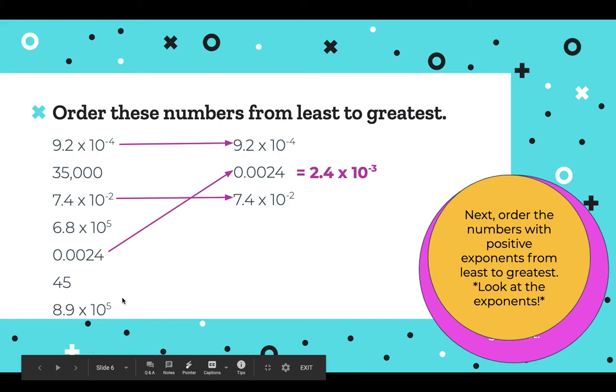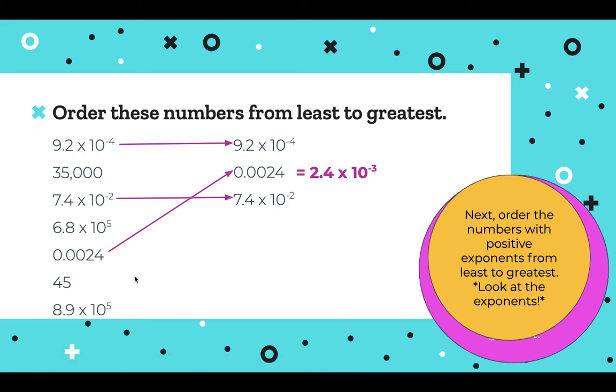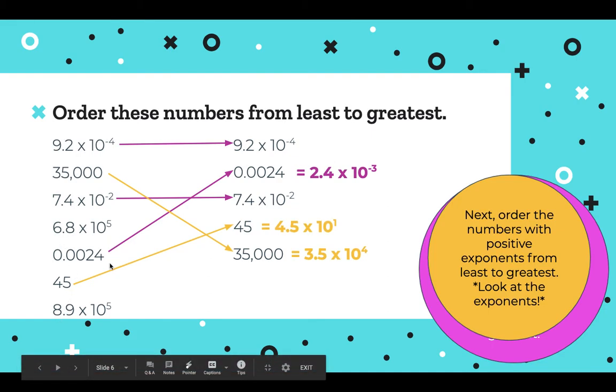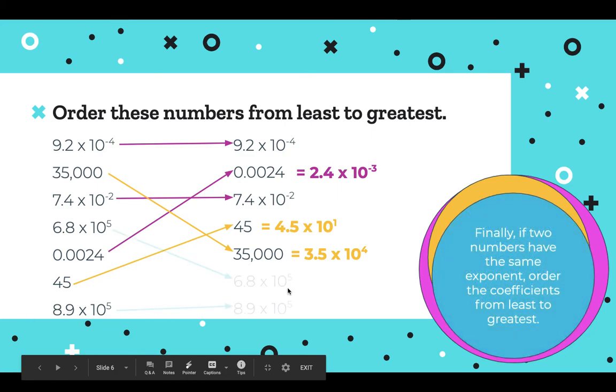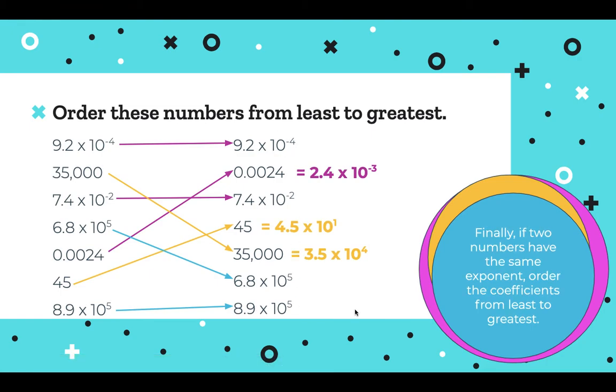So since this is 4.5 times 10 to the 1st, that's our exponent of 1. Then we have this 35,000, which is 3.5 times 10 to the 4th. Notice our exponent of 4. And all we have left are these exponents of 5, and both of them are in correct scientific notation. So then we look at our coefficient. 6.8 is smaller than 8.9. So 6.8 times 10 to the 5th and 8.9 times 10 to the 5th would round out our problem. Put them in order.